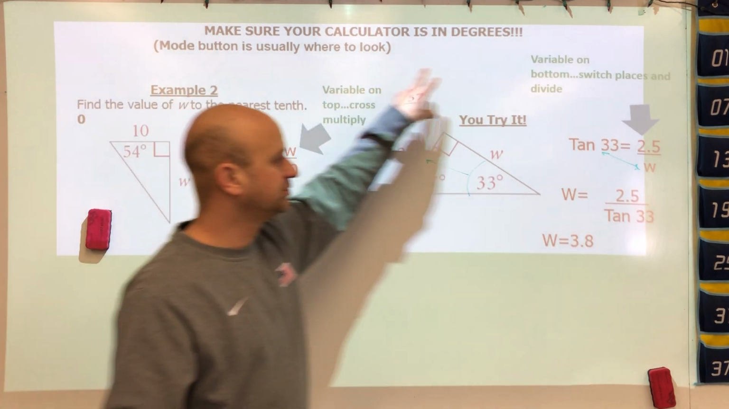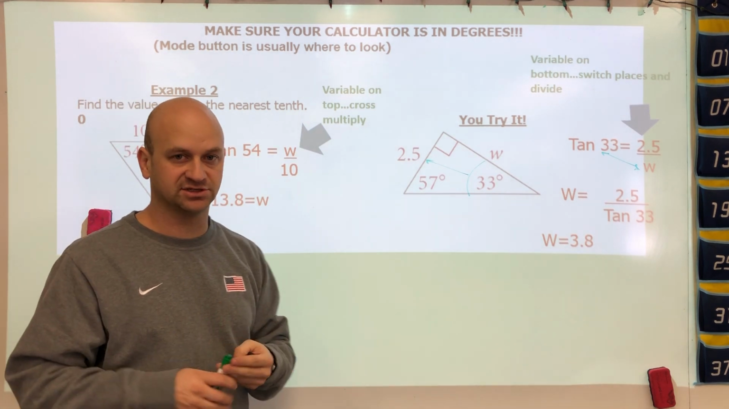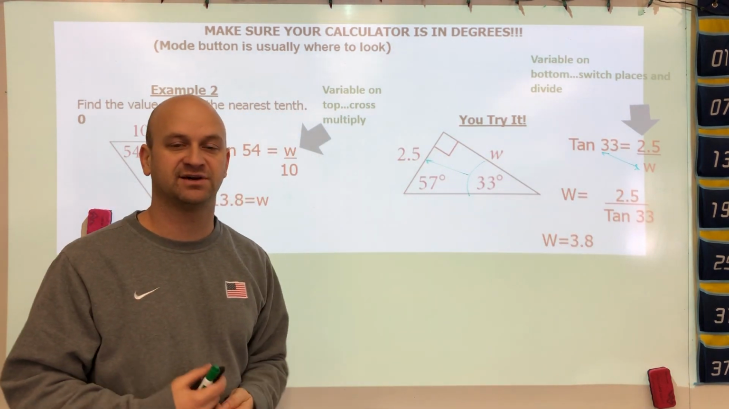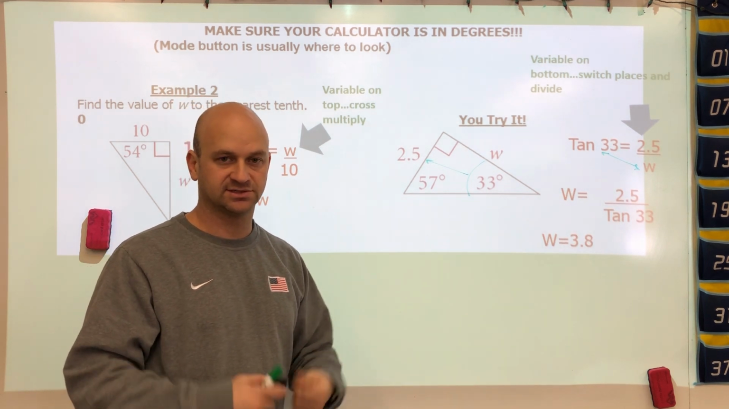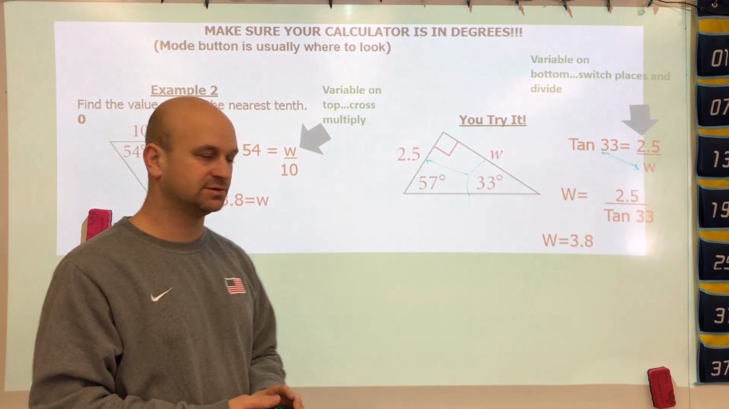So these are the 2 ways that you're going to solve equations in trig, whether it's sine, cosine, or tangent. The variable will be on top or the variable will be on bottom when you're trying to find a side length. Okay, so think about what I just said and really review that because that's really important to know.